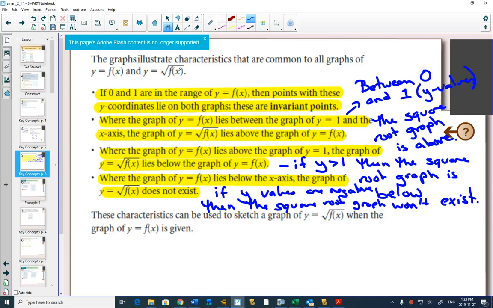What we're going to be doing for this new technique is graphing the function inside and then using these 4 points to help us graph a new function. And these same rules apply for whatever graph you have. So here's our first example.